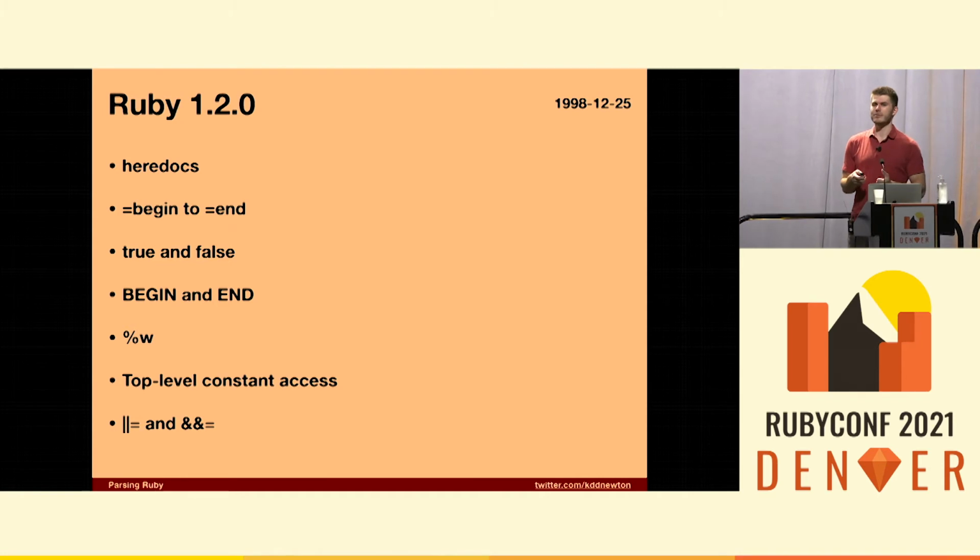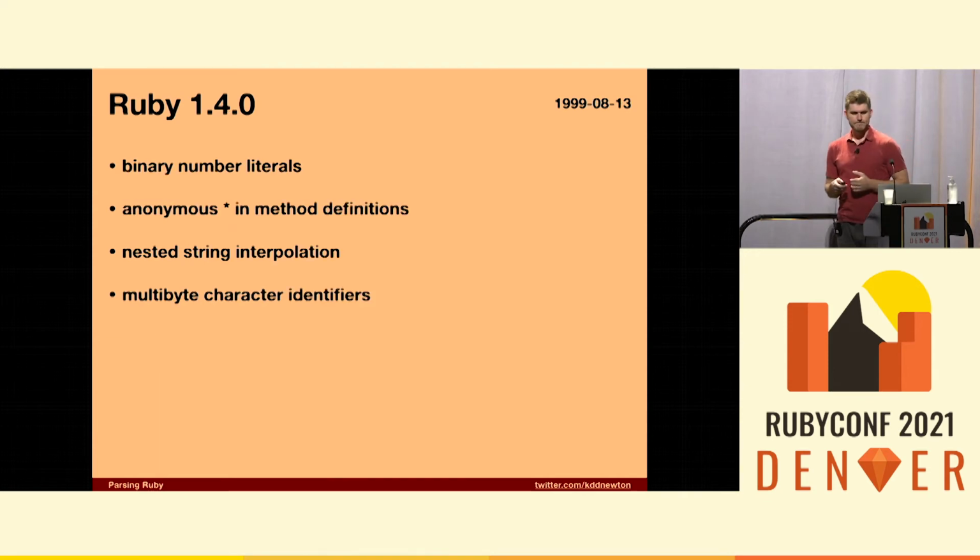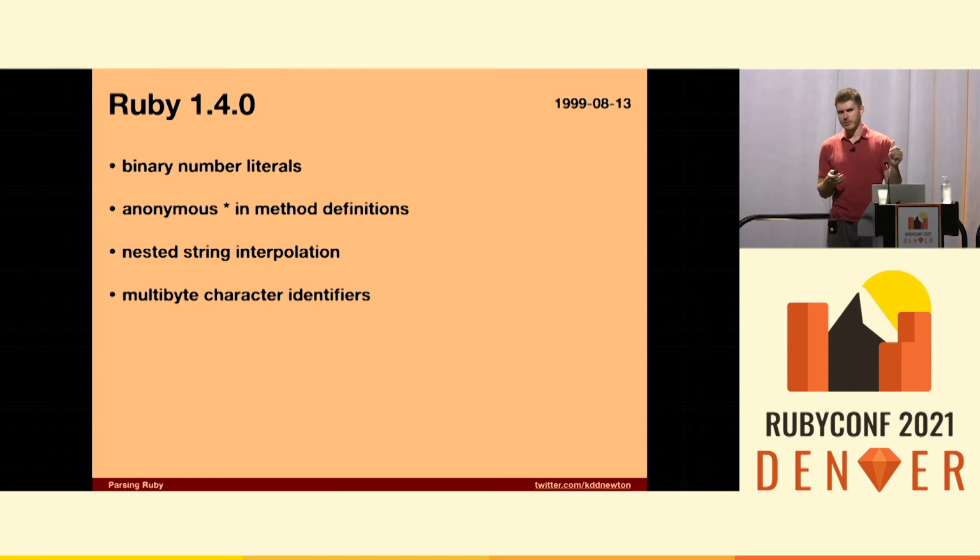The true and false keywords were added for the first time, which is kind of a funny thing to add to a language in Ruby 1.2. %W array literals, stuff like that. The next year, we get Ruby 1.4. We get binary number literals, a couple of other interesting things. Multi-byte character identifiers, again, with the multi-byte strings. This is something that Ruby was ahead of time on.